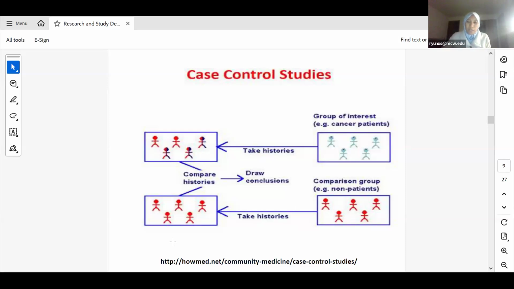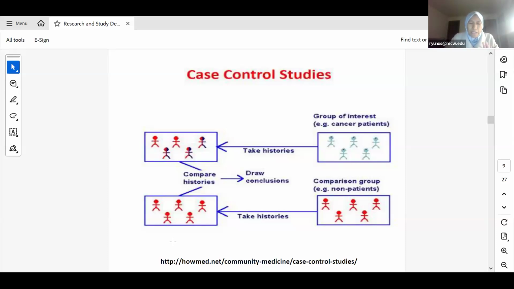And then once you get the data, you will compare between the first group, which is the case, and the second group, which is the control group. Okay. Again, we'll be talking more about case control later, but I'm just giving you an introduction. So that's the main difference, right?